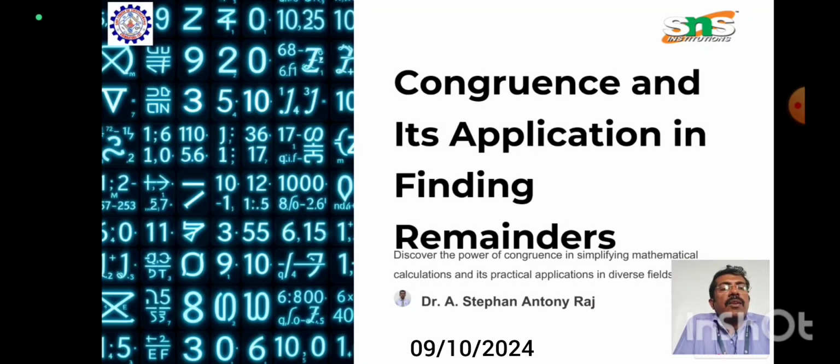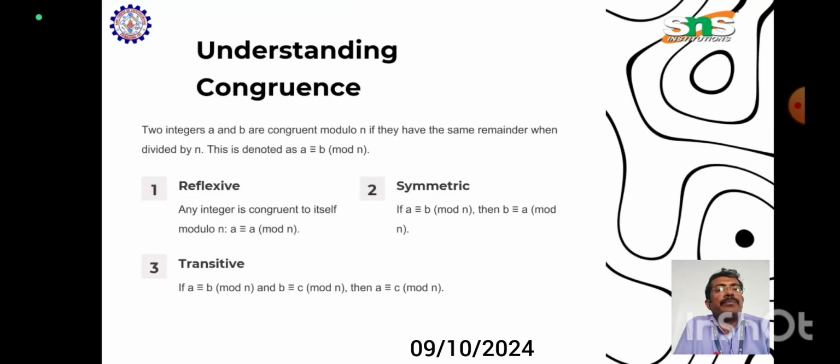In today's discussion we are going to talk about congruence and its applications in finding remainders. First of all, let us understand the concept of congruence. Congruence talks about what happens when you divide two numbers: you might get a remainder, or you may not. Sometimes if you get a remainder, we can do a lot with that remainder.